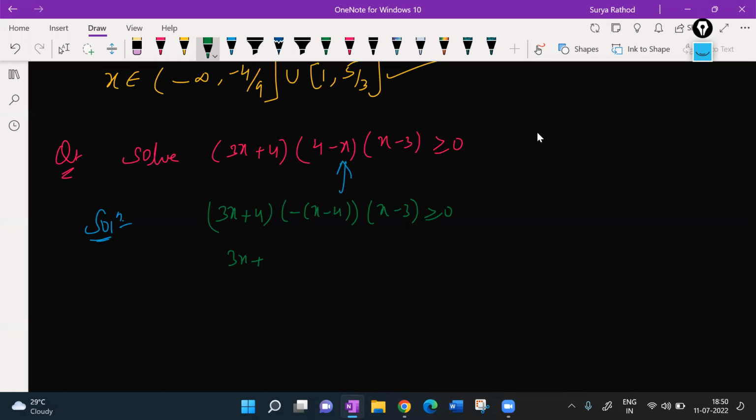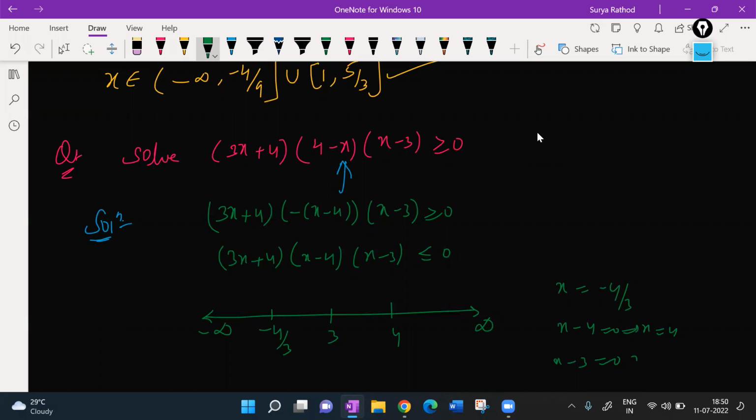So (3x plus 4)(x minus 4) upon (x minus 3). If I multiply the minus on both sides, what happens? The inequality changes. Now look at this. Minus infinite, plus infinite. The x value is minus 4 by 3, one critical point. First you write this, then the x value 3, x value 4. Why? Because x minus 4 is equal to 0 means you will get x value 4, and x minus 3 is equal to 0 means you will get x value 3.